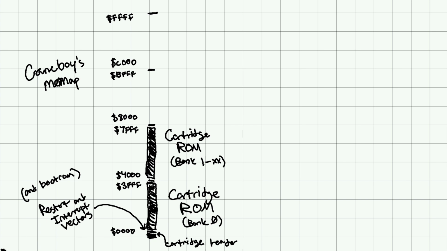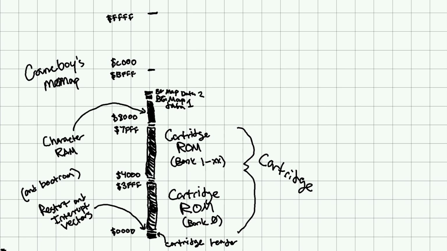Games like Tetris and Dr. Mario only use bank 0. So this is the cartridge section of the memory map. Then we have character RAM, BG map data 1, BG map data 2. This is video RAM. Then cartridge RAM until BFFF.